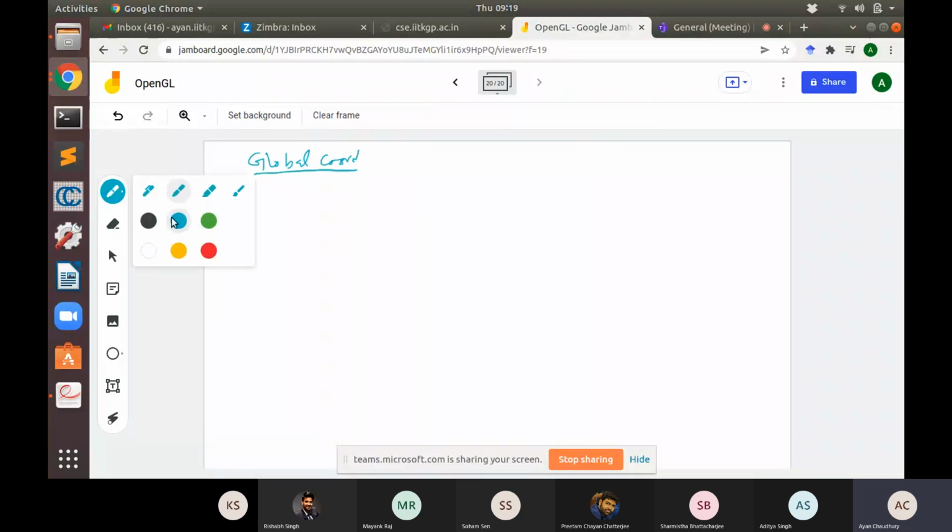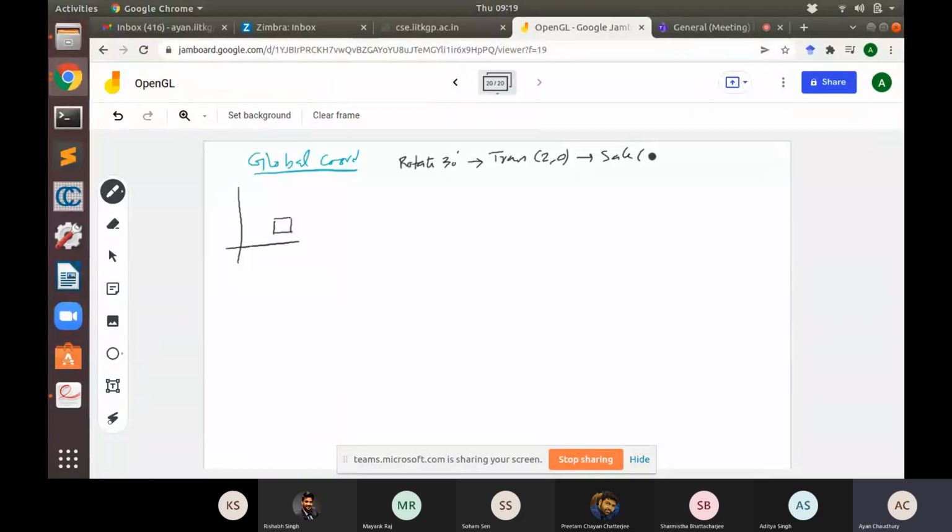So if we see it from a global coordinate point of view, let's say we have a square or something. Okay, so let's consider a series of transformations. So let's consider rotate by 30 degrees, then followed by translate by 2 along x-axis and 0 along y-axis, and then scale by 0.5, 0.5. So that means we are decreasing the size. Okay. So this was your original shape.